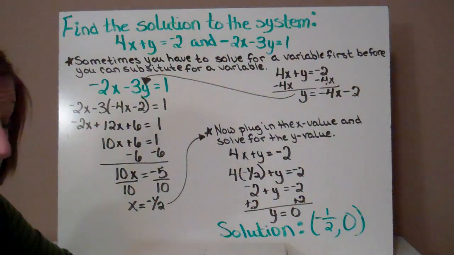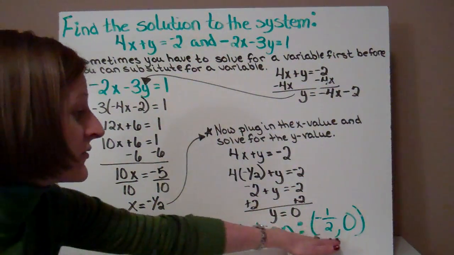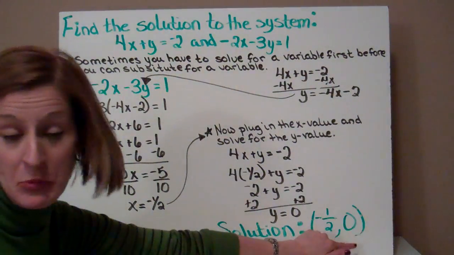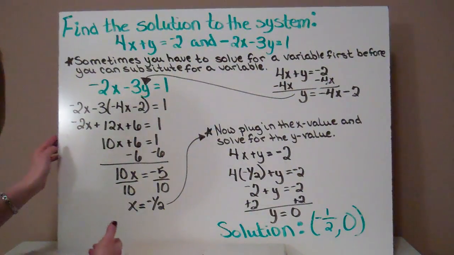So my solution in this problem is going to be negative 1/2, 0, a coordinate point in parentheses. And that's where those two equations are going to intersect.